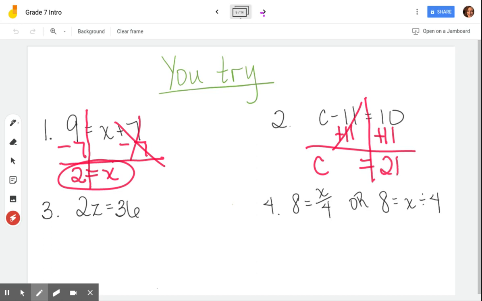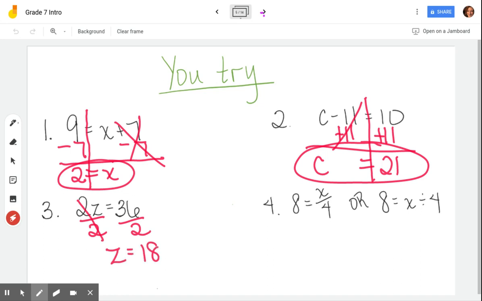If I plug that in, it would say 21 minus 11 equals 10, and that is a true statement. Number 3, the 2 right beside the z means to multiply. The opposite of multiplying is dividing. So I'm going to divide both sides by 2. Those cancel, and I get z equals 18.